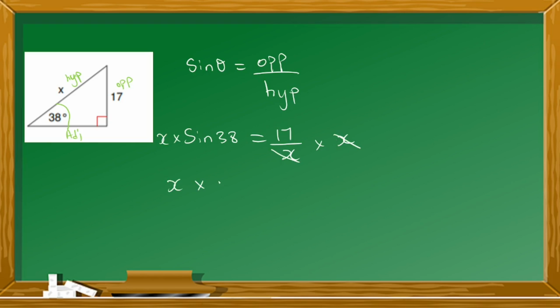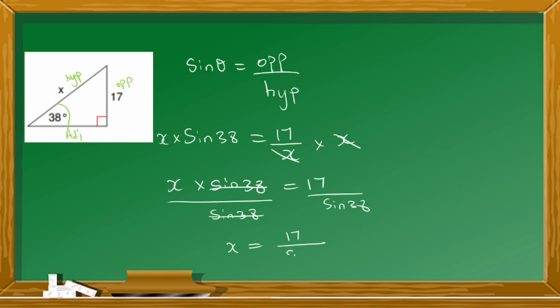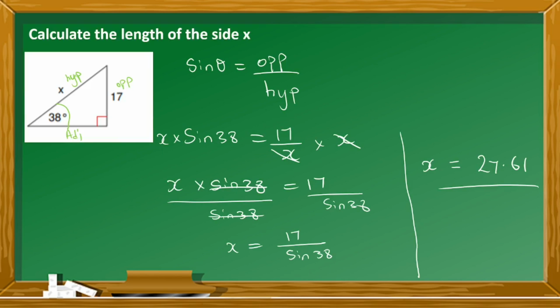So x times sine 38 is equal to 17. We want to get x by itself, so we need to divide both sides by sine 38. Therefore, x is equal to 17 divided by sine 38. All you're doing is plugging this into your calculator. When we plug this into our calculator, we'll get x being equal to 27.61. We're not given any units, so that's our final answer right there.